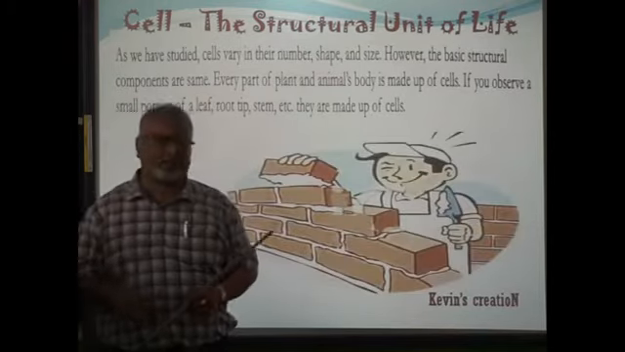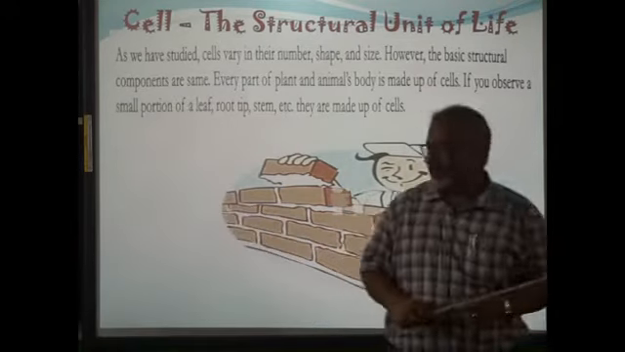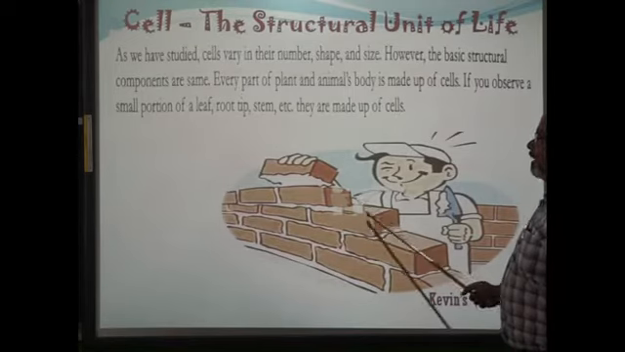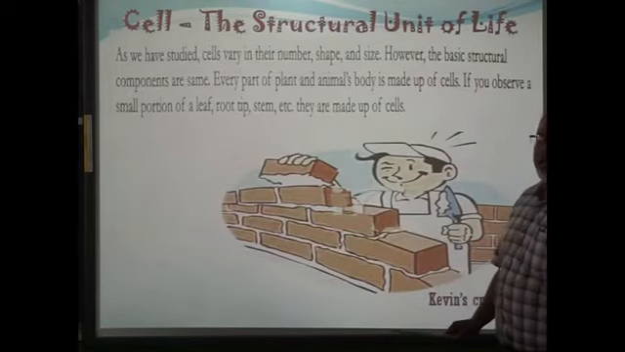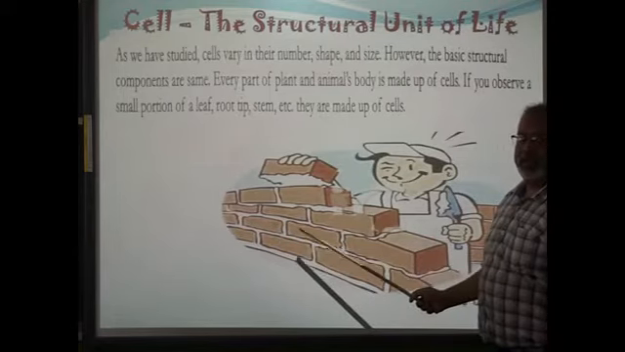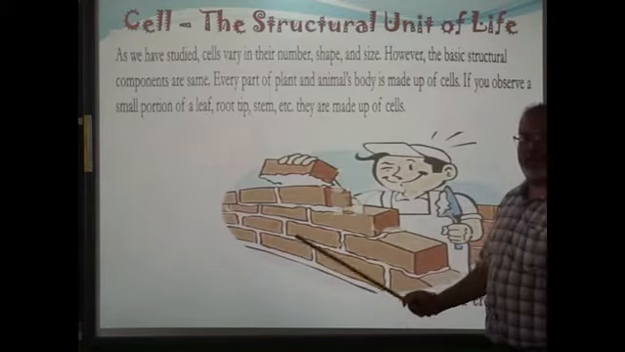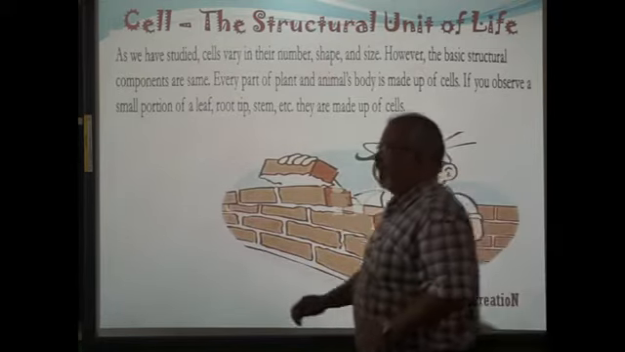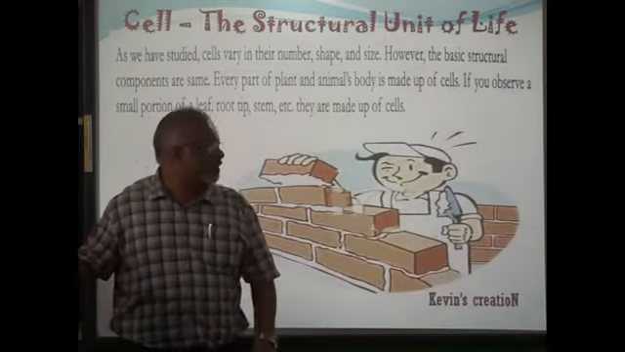Now here you can see these are the bricks and this gentleman is making a wall. So a building is ultimately made up of bricks. This is the smallest thing used there. So you can say the brick is the unit for this building. In the same way, cells are the unit of life or living beings.